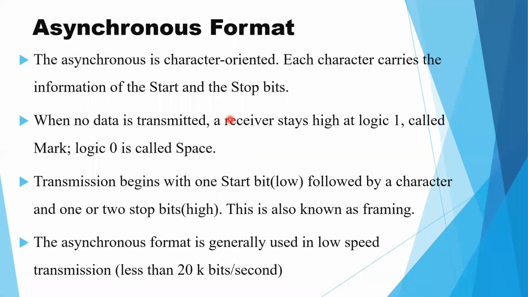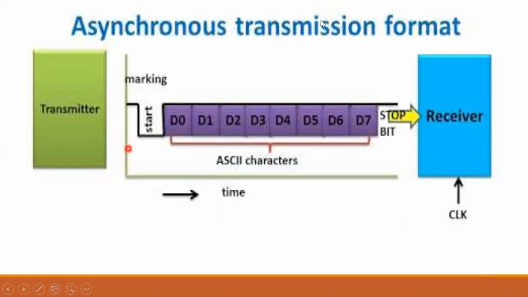Now let us see the asynchronous transmission. Here the asynchronous format is character oriented. Each character carries the information of the start and the stop bits. So here you can see the asynchronous transmission format, where you have a transmitter and a receiver, and you have the bits called start and stop bits, and you have some characters.